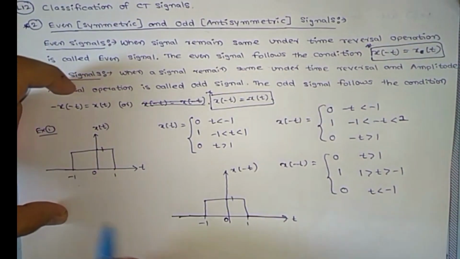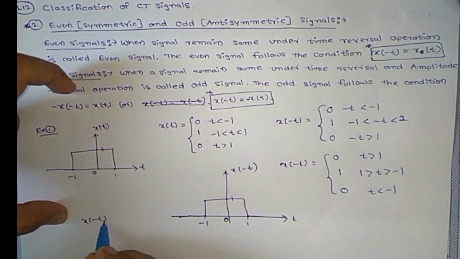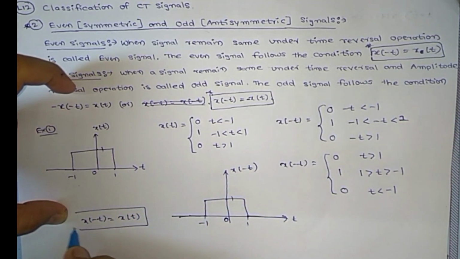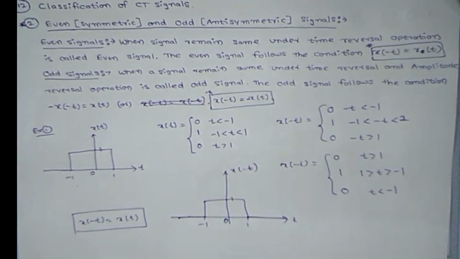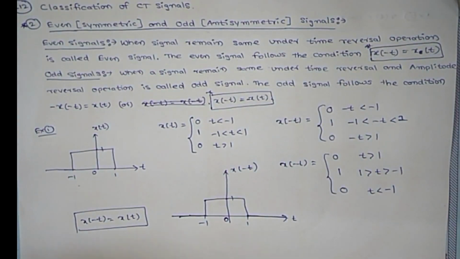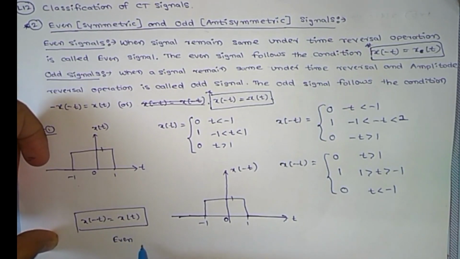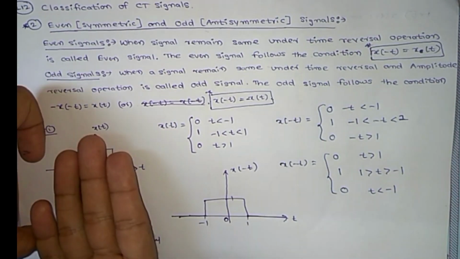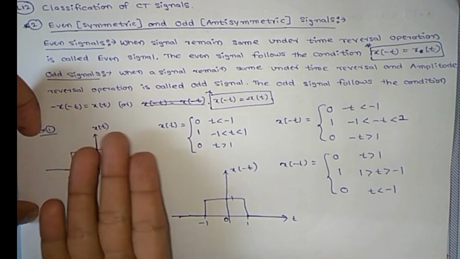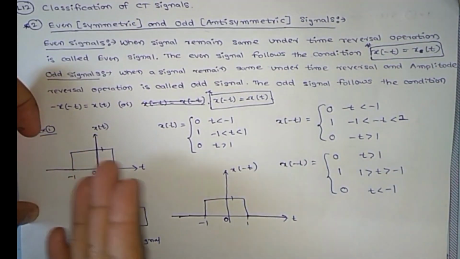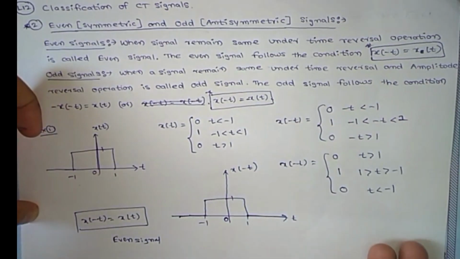Here x of minus t equal to x of t. Then the signal is an even signal. Just with respect to the y-axis, we need to rotate this signal. That's it. So if you get the same, then the signal is called an even signal. Clear? So let us see example 2.